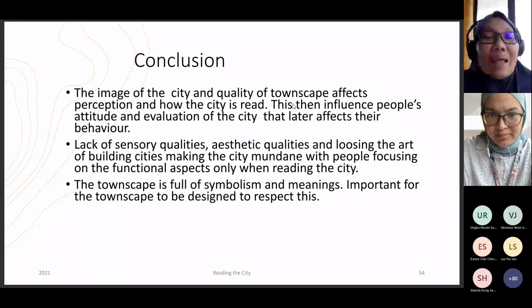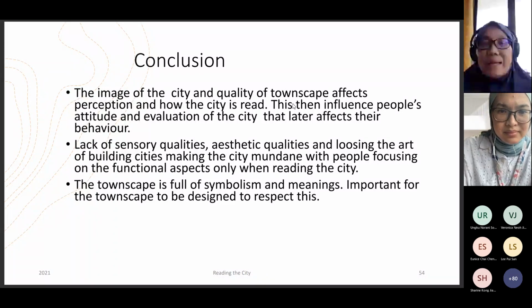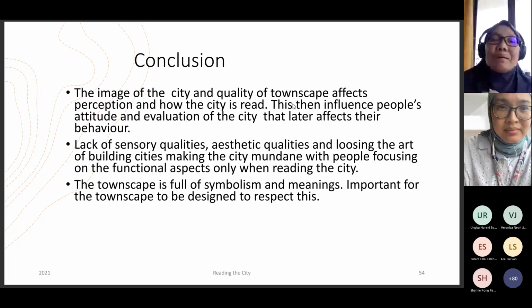And then lack of sensory qualities, aesthetic qualities, and losing the art of building cities, making the city mundane, with people focusing on the functional aspects only when reading the city.